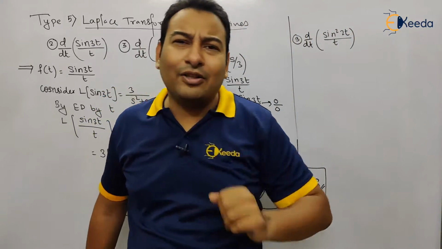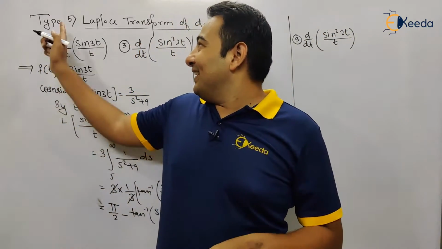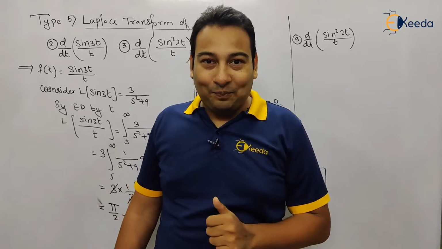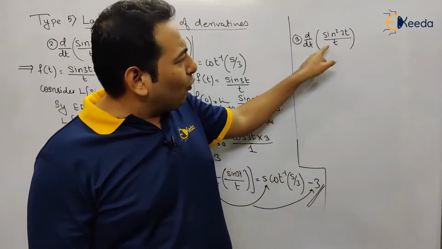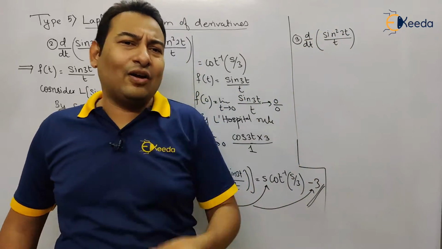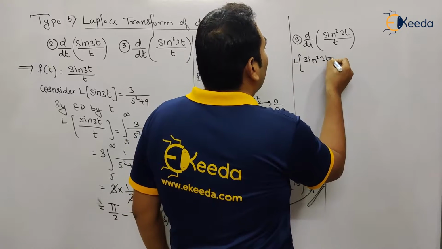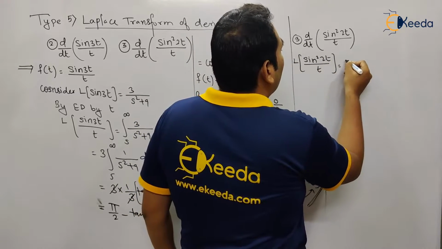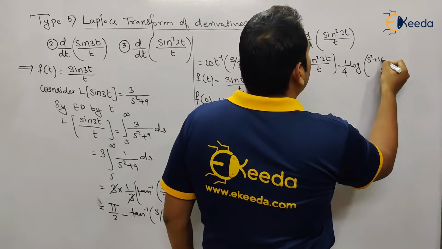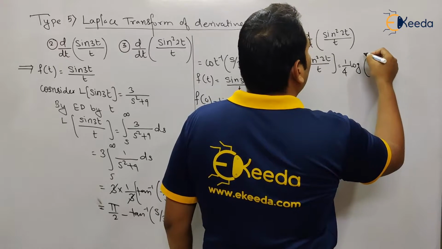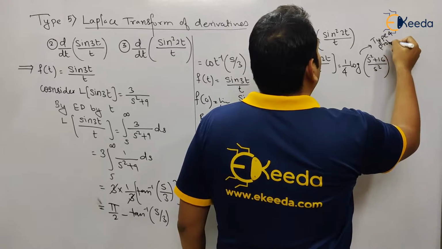First of all, tell me this. Have you seen this problem before? Yes. Type number 4, problem number 3. Go back and check. In type number 4, problem number 3, we have already tackled this. So let me write down the answer for you directly. Laplace of sine square 2t upon t is equal to 1 upon 4 log of (s square plus 16) upon s square. If you want to check, you can go and check type number 4, problem number 3.